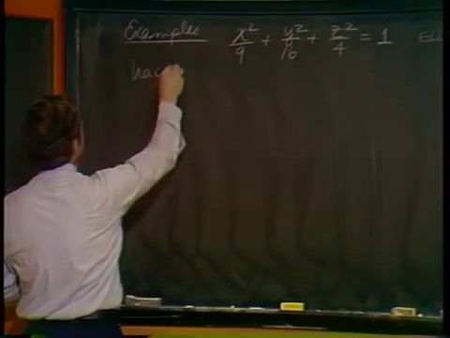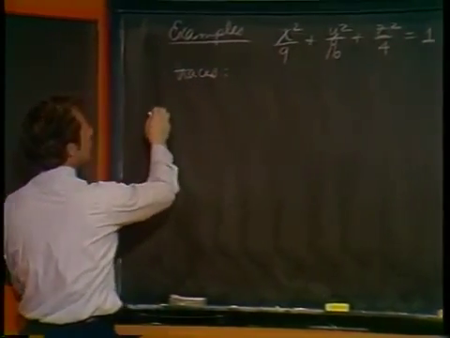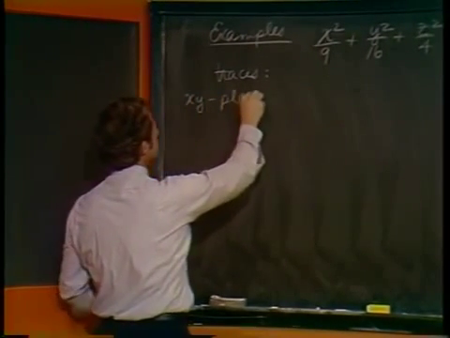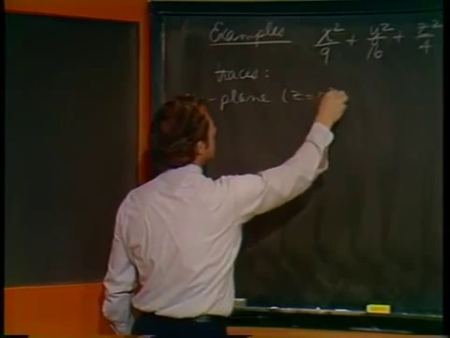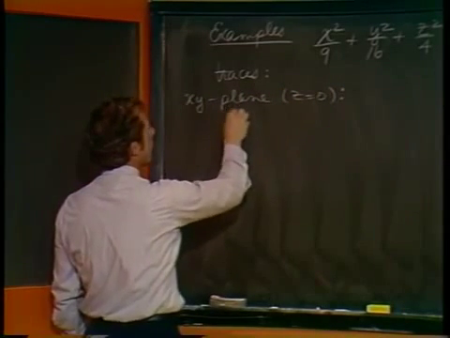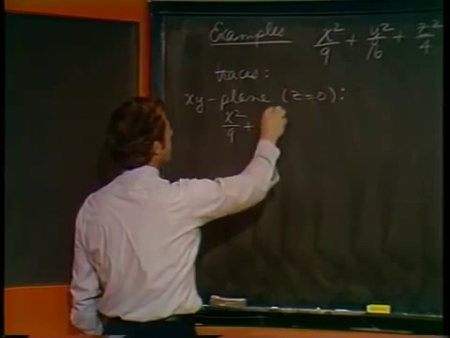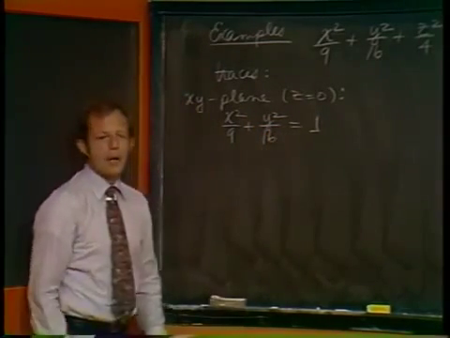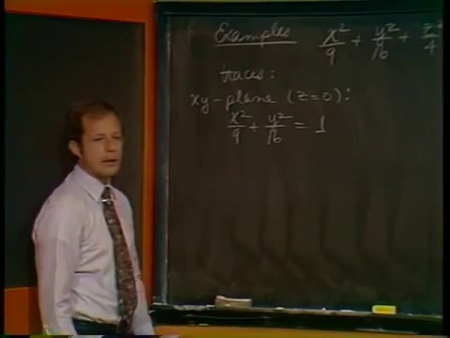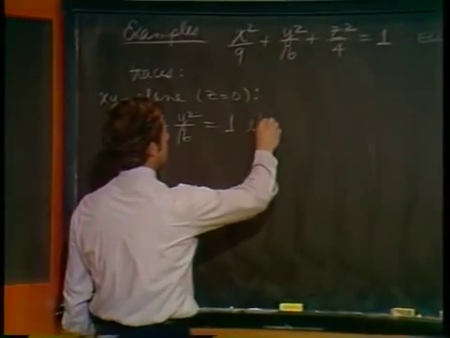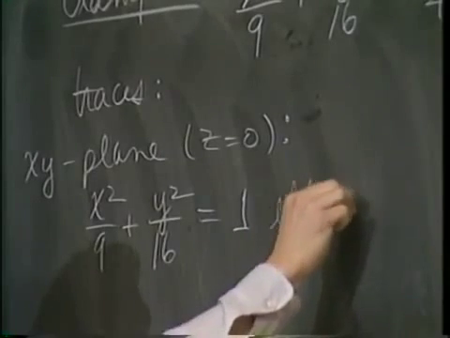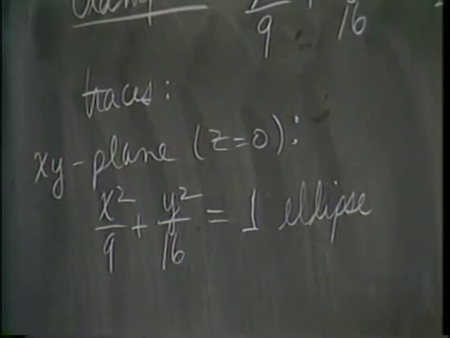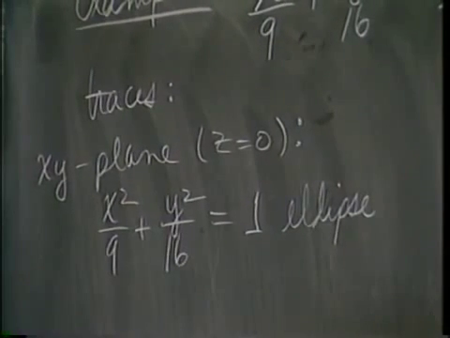Let's take a look at the traces very quickly, I hope, in, let's say, the xy plane. That's when z equals 0. What we get is x squared over 9 plus y squared over 16 equals 1. The z term drops out because z is held equal to 0. Of course, that's an ellipse. And you ought to be pretty good at sketching that after we spent a few days on conics.